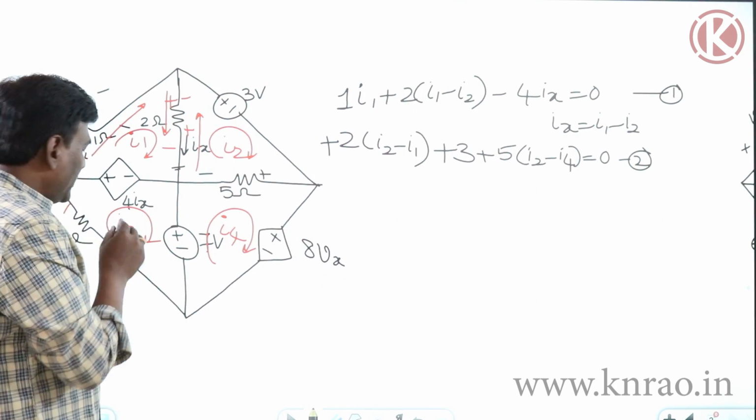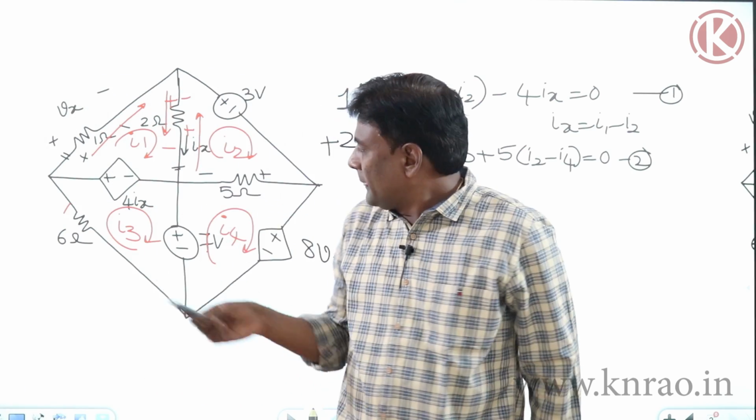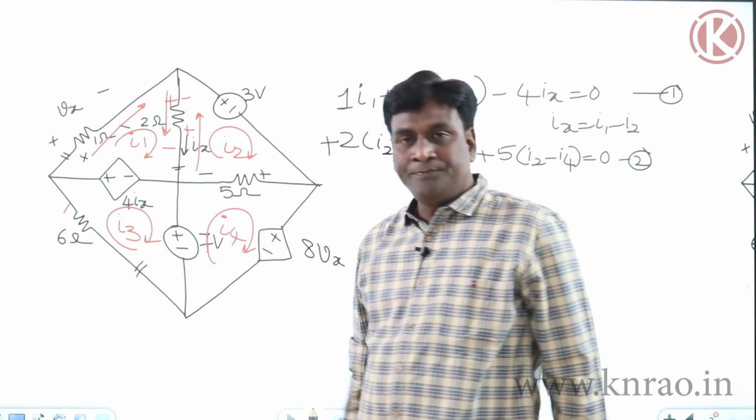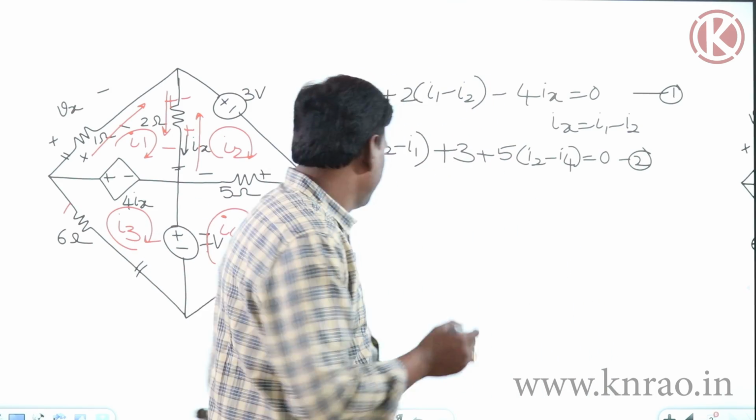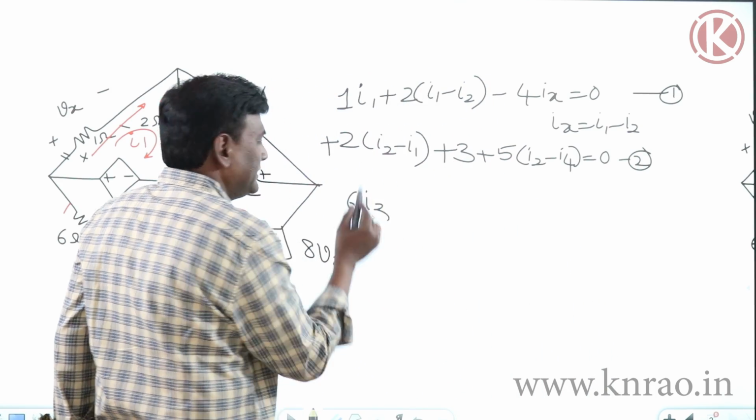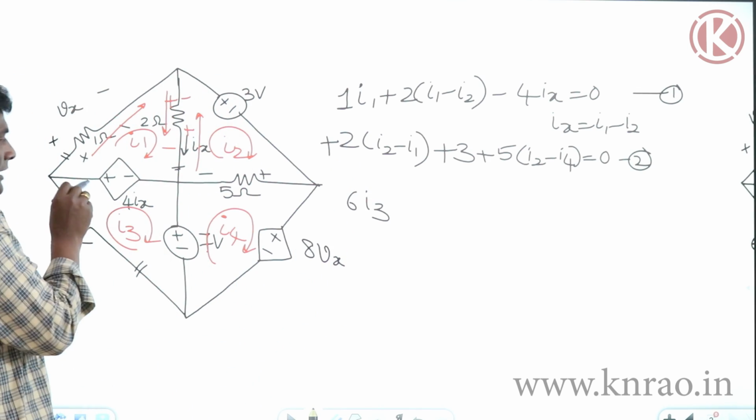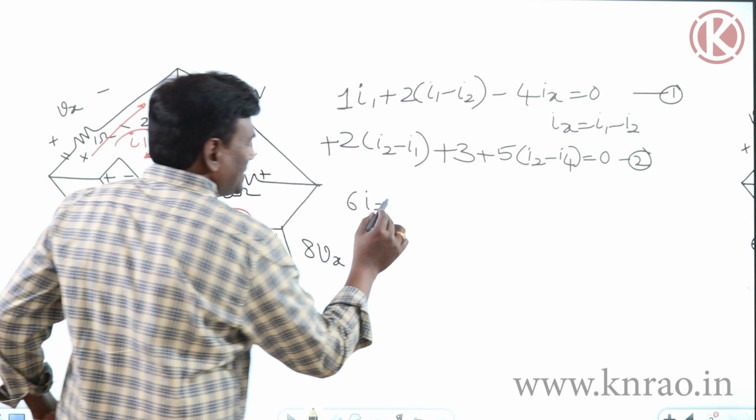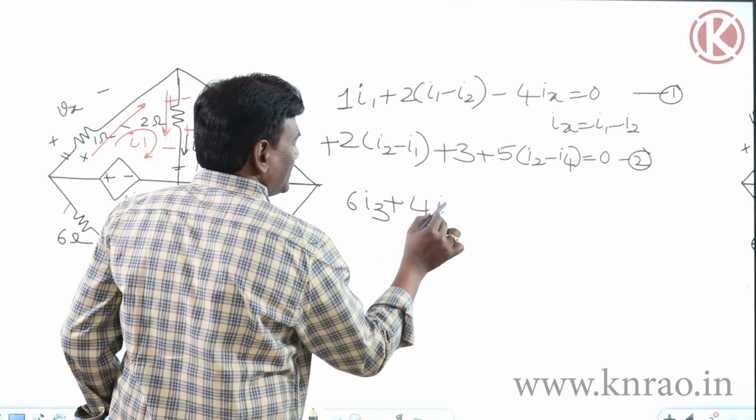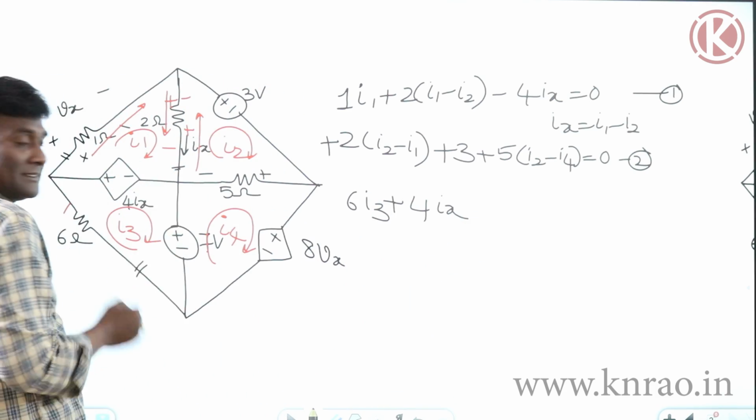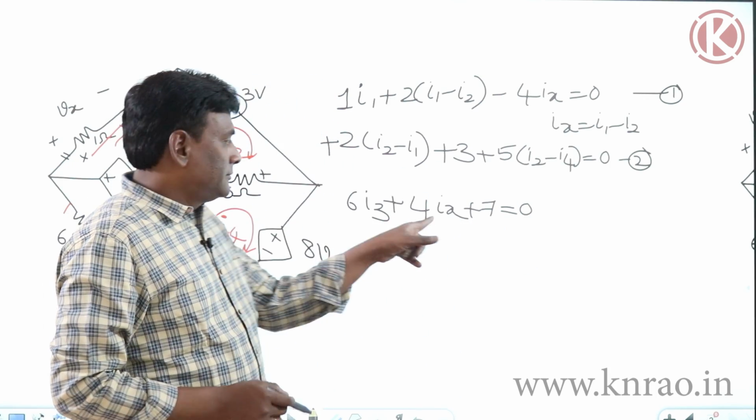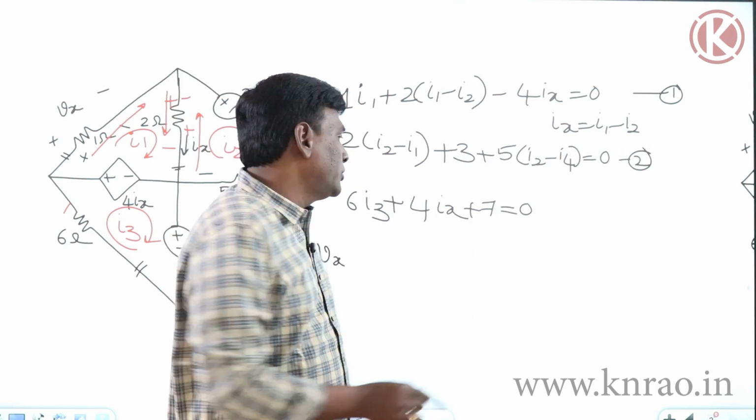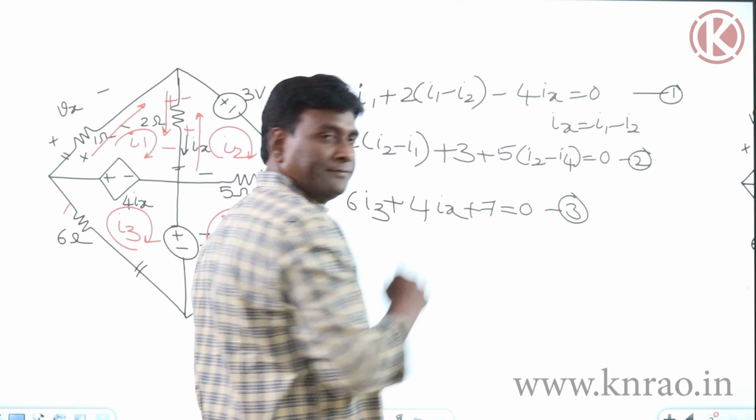Now what is the third mesh? If you see the third mesh, let me start from here. Directly, let me speed up the process. 6 into I3, 6I3, and after that I am going to touch plus first. So plus 4Ix, plus 7 equal to 0. Again Ix should be I1 minus I2, already we know. So this is the third equation.